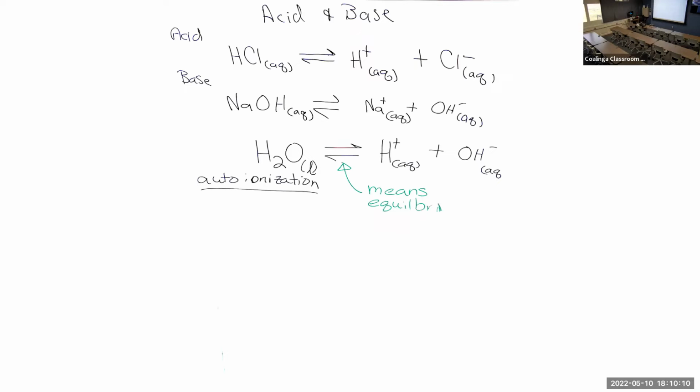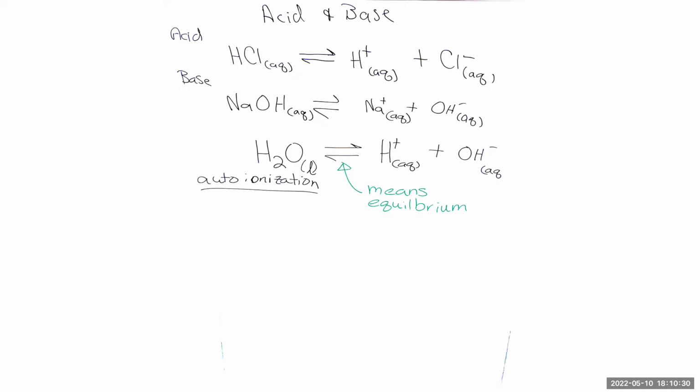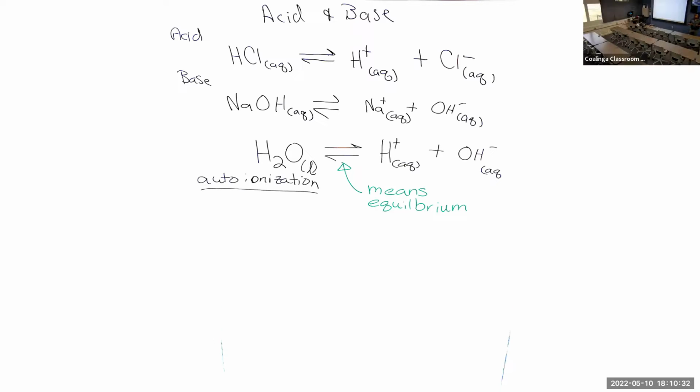Now, what equilibrium means is that the rate of this forming, meaning our product side forming, and the rate of our reactants going back to our reactants is at the same speed. So in other words, once you get to equilibrium, you're basically keeping it flowing consistently.